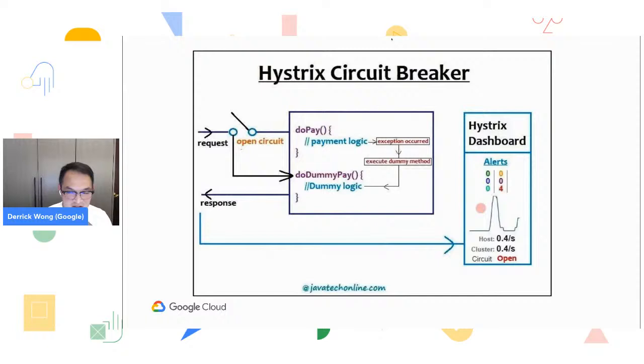Maybe you'll be interested, something like that, right? So that's what we call graceful degrade. And that's the Hystrix circuit breaker. So in Kubernetes, you don't need Hystrix. Again, Hystrix is only for Spring Boot. If you want to work with other programming languages, in Kubernetes, you can actually use a service mesh.